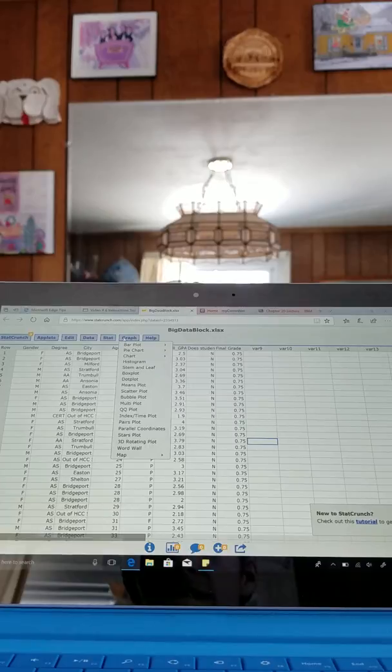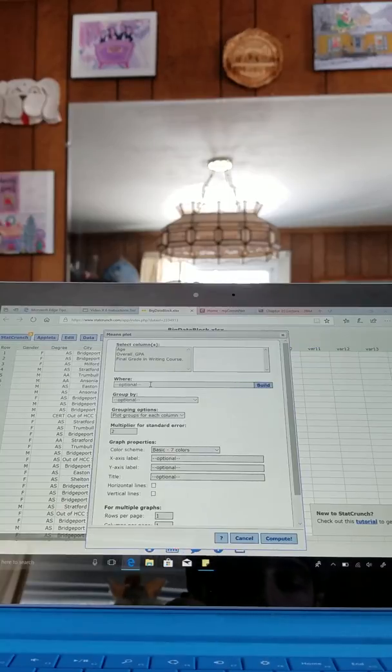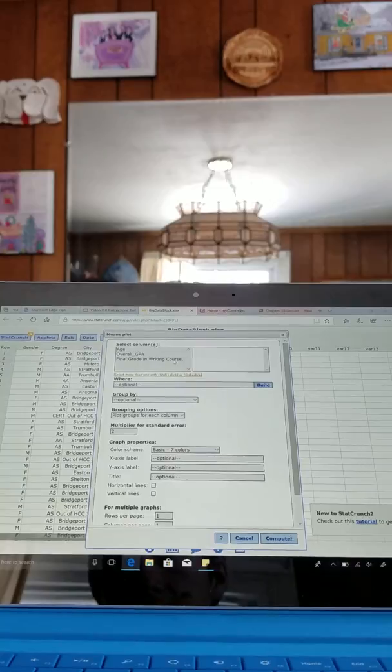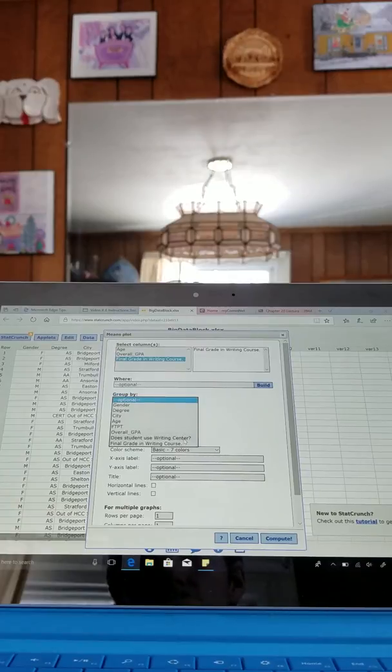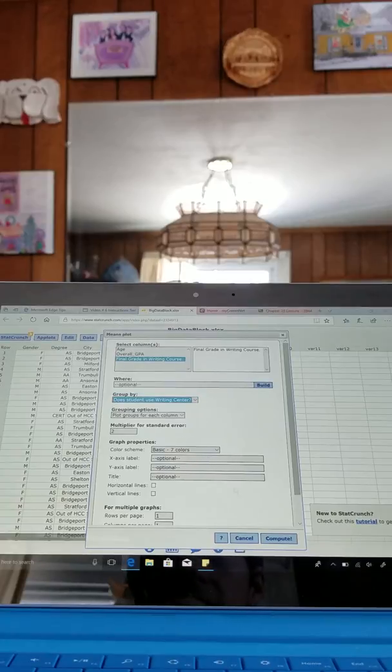And first we're going to find our means and standard deviation, which we can usually find with a box plot, but I'm going to use this means plot right here. And I'm going to click on final grade in writing course to select column, and I'm going to group by does student use writing center. And now we've got those filled in, so we can hit compute.